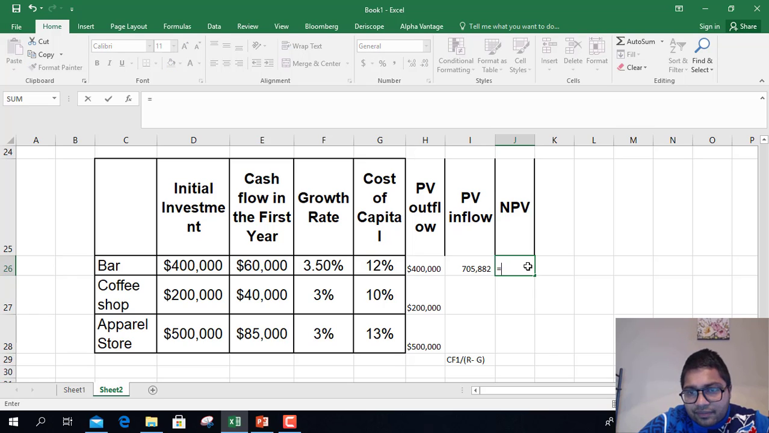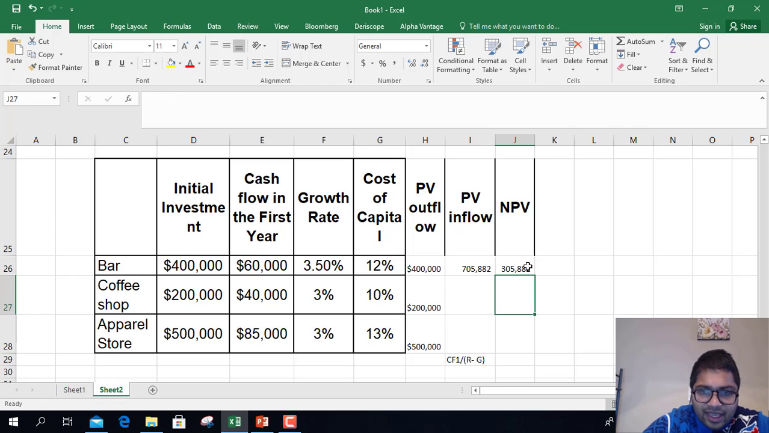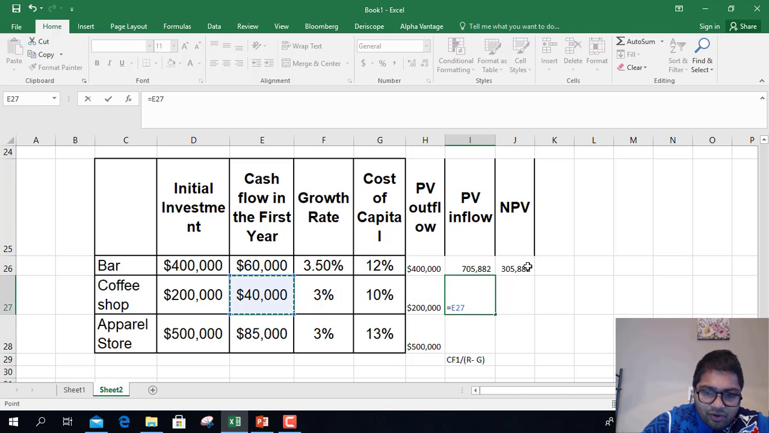NPV, how do you calculate? Inflow minus outflow. So 305,000 is the NPV. For the second project, it is cash flow divided by 10% minus 3%. Finally, it is cash flow divided by 13% minus 3%.